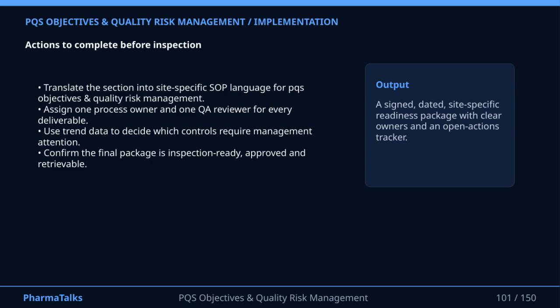Finally, we confirm that the entire package is inspection-ready, fully approved, and easily retrievable. The output of these efforts should be a signed and dated readiness package specific to our site, with clear ownership identified, and an open actions tracker to monitor ongoing tasks. This structured preparation is key to a successful inspection and maintaining quality compliance.